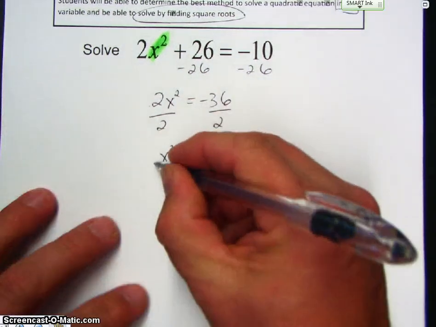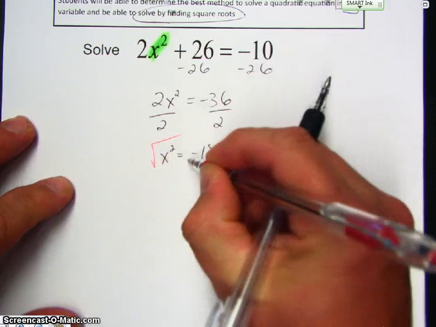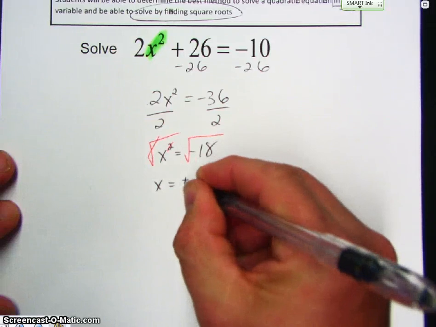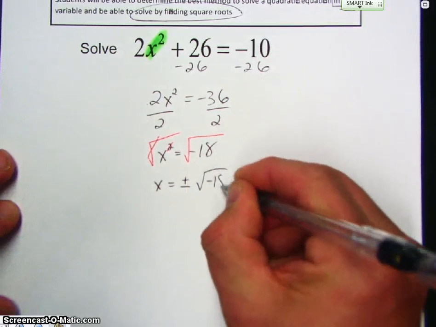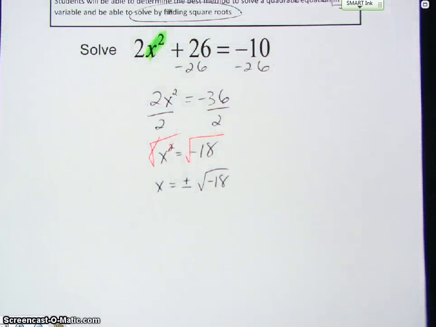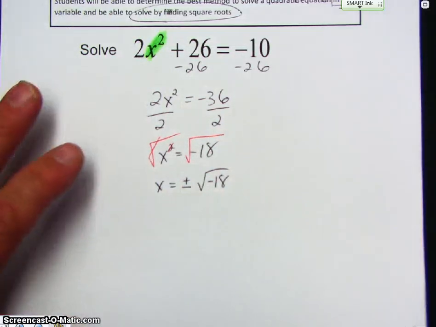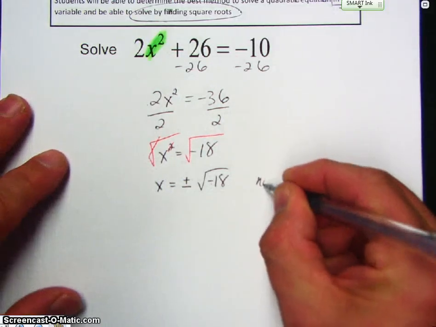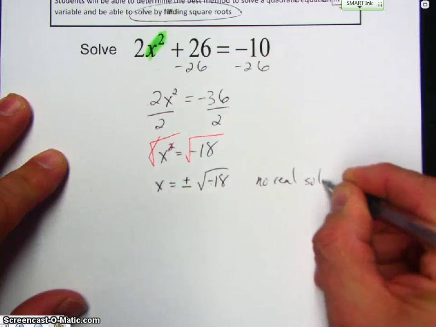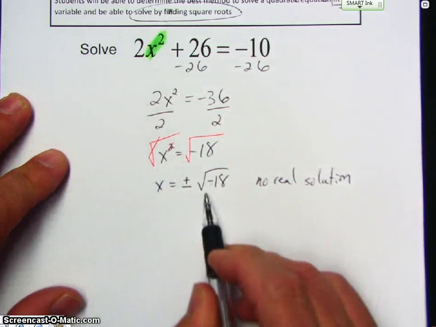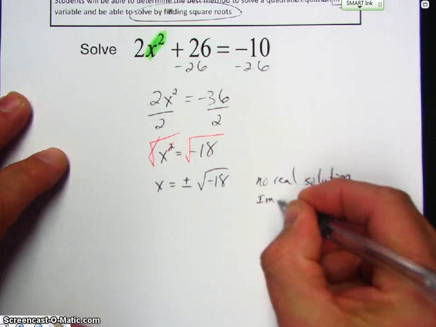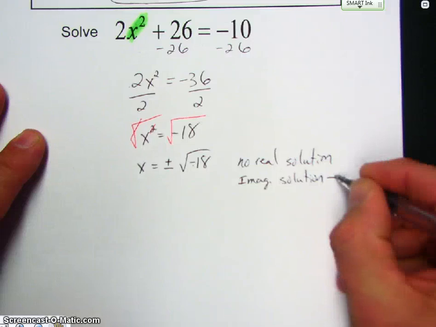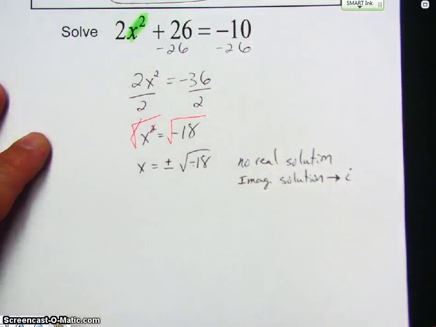All right, now I'm going to take the square root. So when I take the square root, I get x is equal to plus and minus the square root of -18. Now you notice, don't worry about the negatives. That means there is no real solution, right? Because I have a negative here. So I'm going to have an imaginary solution, which means I'm going to end up having an i within my answer.